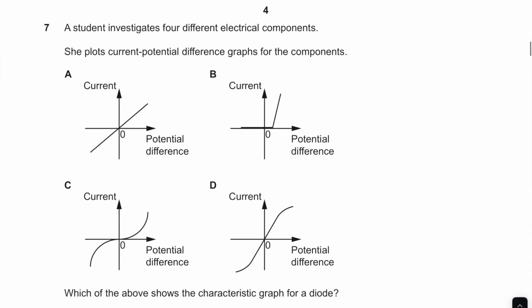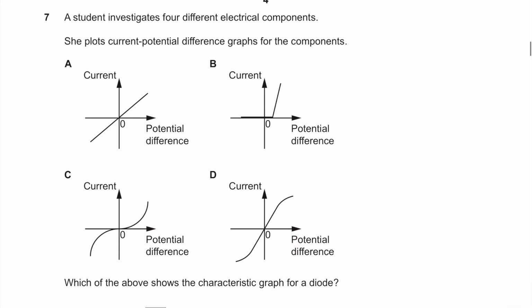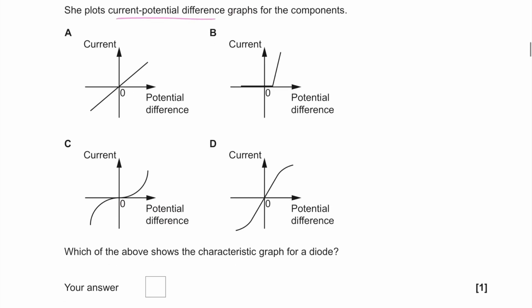Question number 7. A student investigates 4 different electrical components, and she plots the current versus potential difference graphs, and which one shows that for a diode? B is the answer.